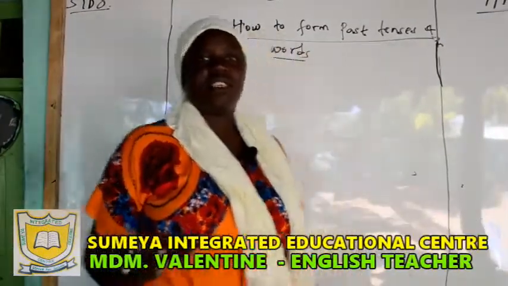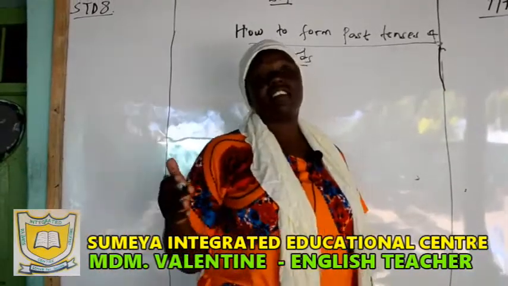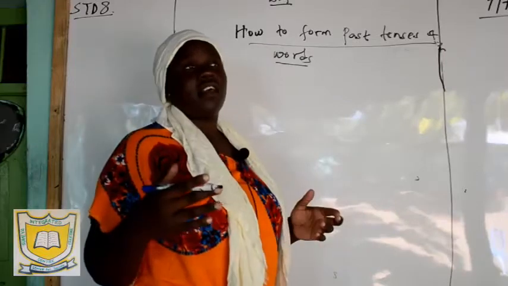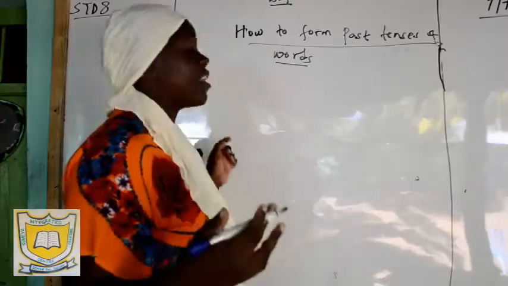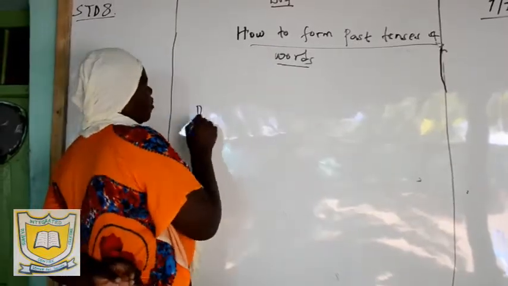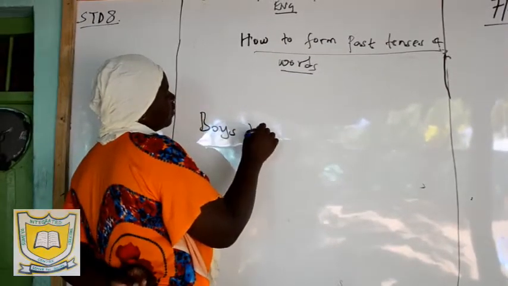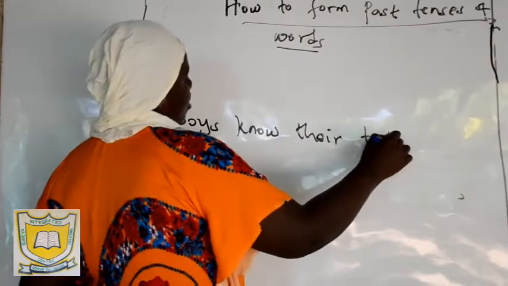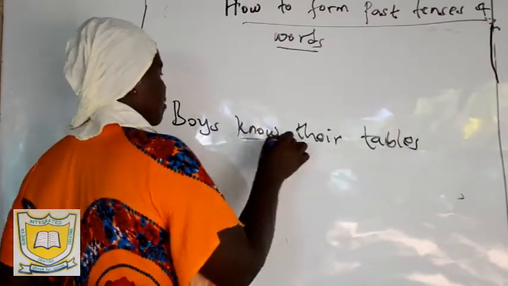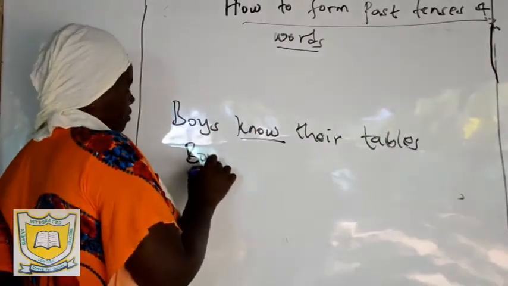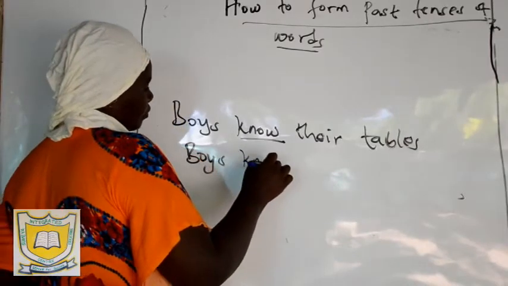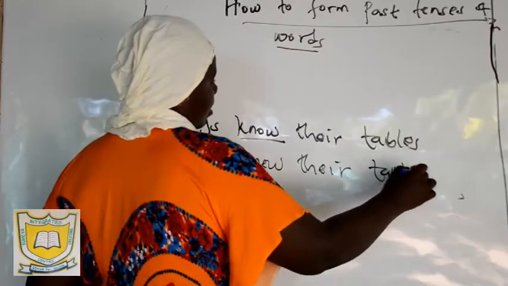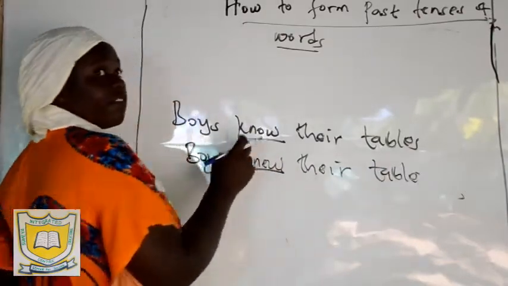In our lesson today, we are going to deal with how to form past tenses of what? Of verbs, or of words. Now, when you talk of past tenses, look at my sentence, for example. Boys know their tables. So I have "boys know," and then I'll say "boys knew their tables." Now I have knew and I have know.